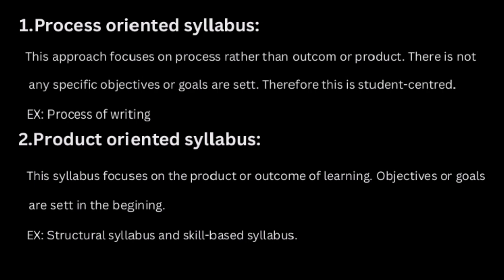Now I hope I'm teaching you in an easy way. Then we have the second approach, that is product oriented syllabus. Basically product oriented is the opposite of process oriented. In process oriented, we mostly focus on the process, activities or learning, but in product oriented, our focus is the outcome, objective, or goals of learning.